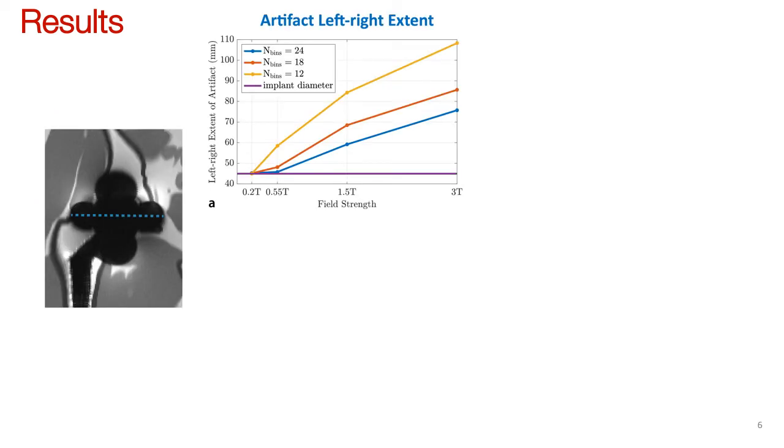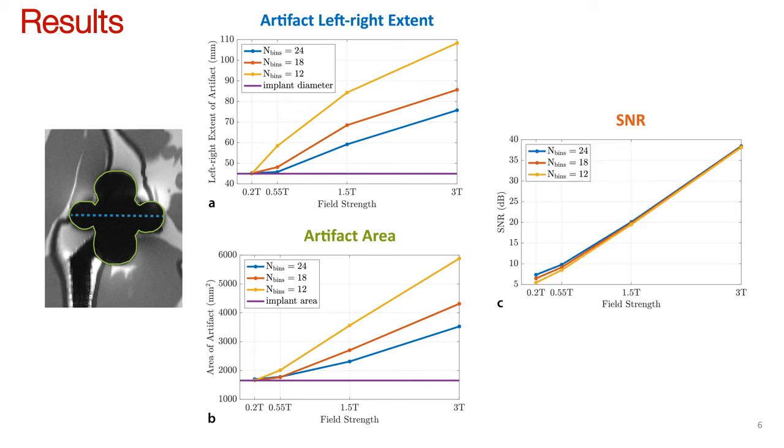We use quantitative metrics such as artifact left-right extent, artifact area, and SNR to evaluate performance of MAVRIC-SL when different numbers of bins are used at various field strengths. This analysis can be used to evaluate and find sets of parameters that can give an optimum result for given constraints.